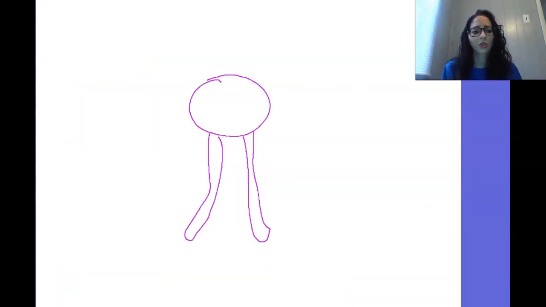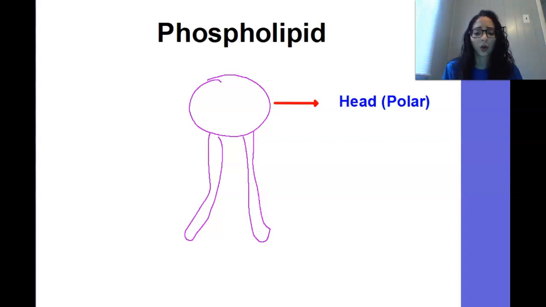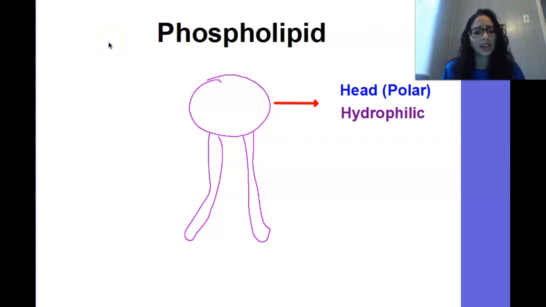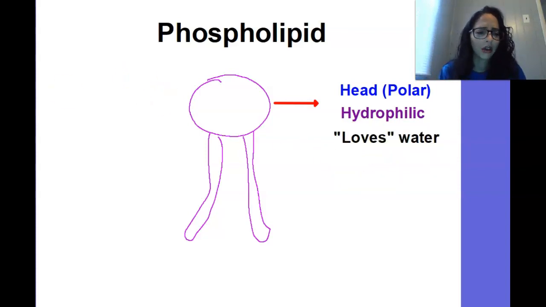The first structure that we're going to talk about is this one right here. This is called a phospholipid. A phospholipid is composed of a head that is polar. The head is said to be hydrophilic. Hydro means water. Philic means likes. Right? Loves the water. So hydrophilic means it likes the water. So, the head loves water.